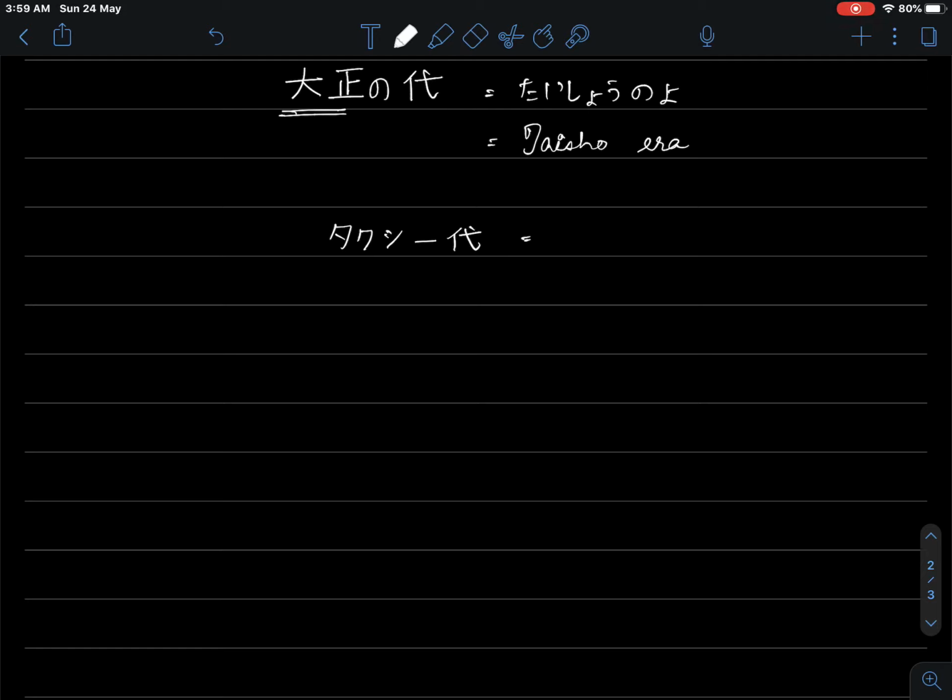Okay, I hope you can read this part. This means taxi. So takushi and dai. So you also saw the meaning charge or fare. So this is going to be your taxi fare. Okay, taxi fare. Pretty simple.